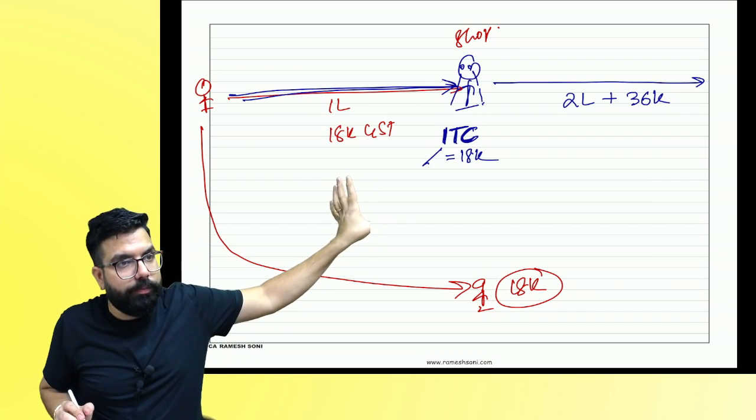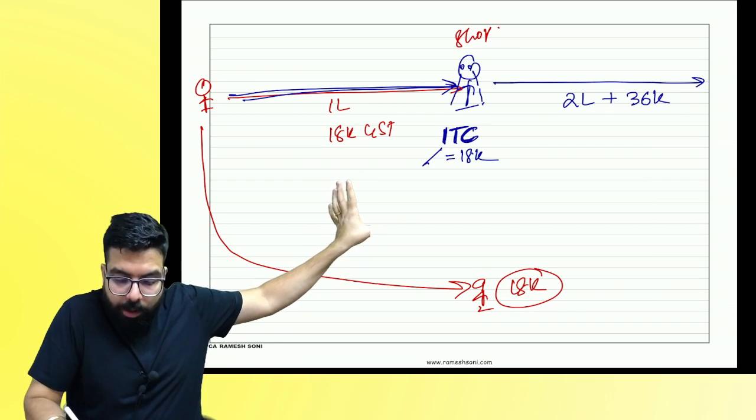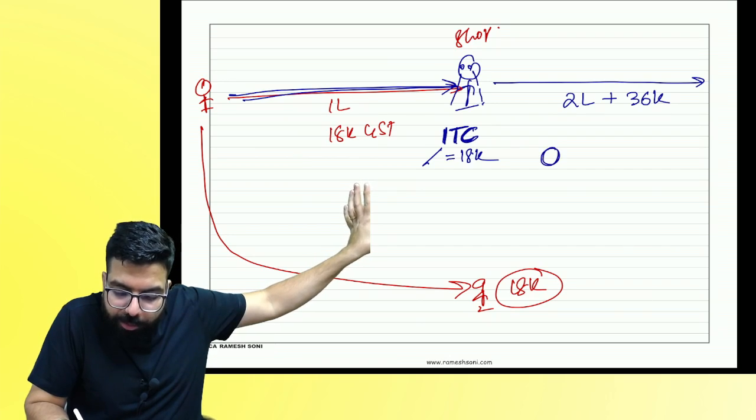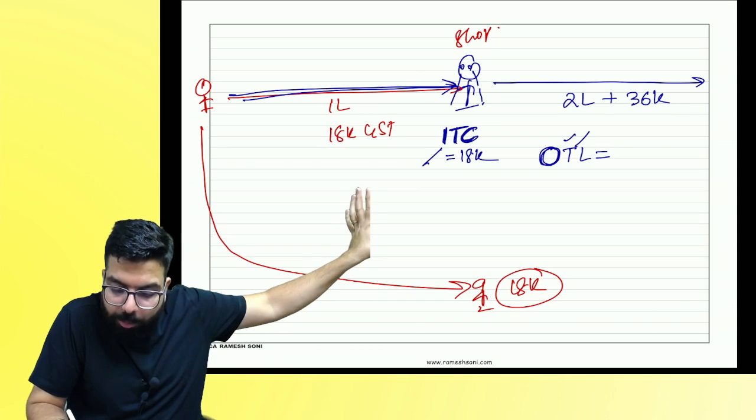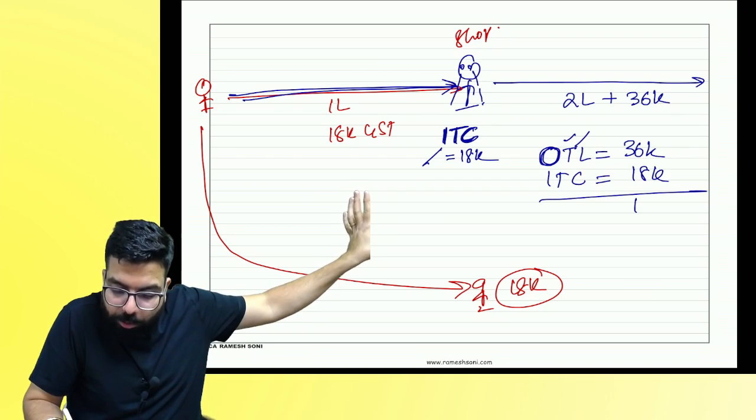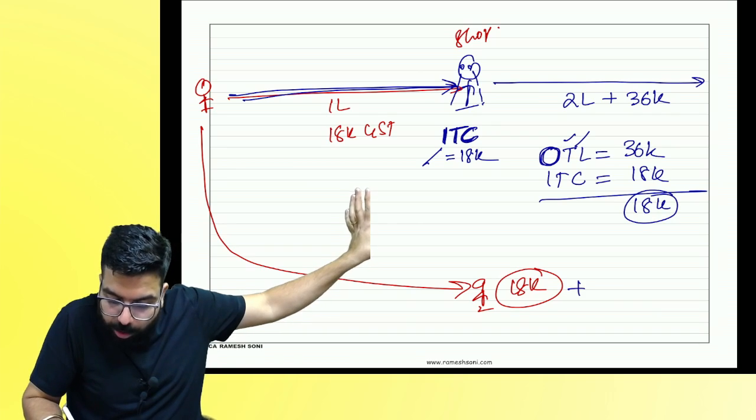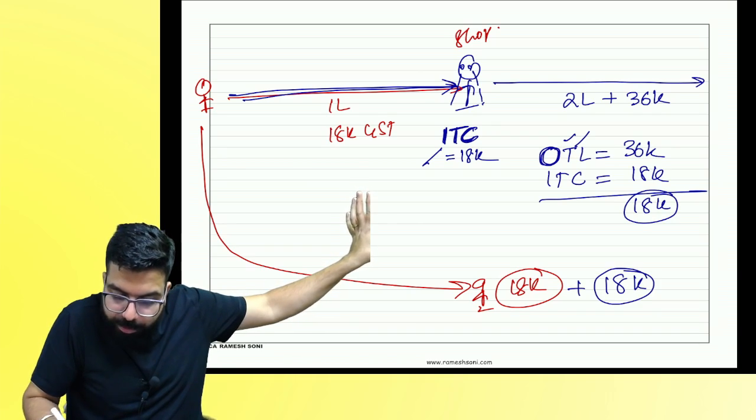36. Sure, everyone? How much is your outward, which is your sales pay? What is your tax ka liability? Tax liability. How much? 36. How much is your input tax credit? How much will you pay to the government? So it means government will get another 18,000. Are you happy now?